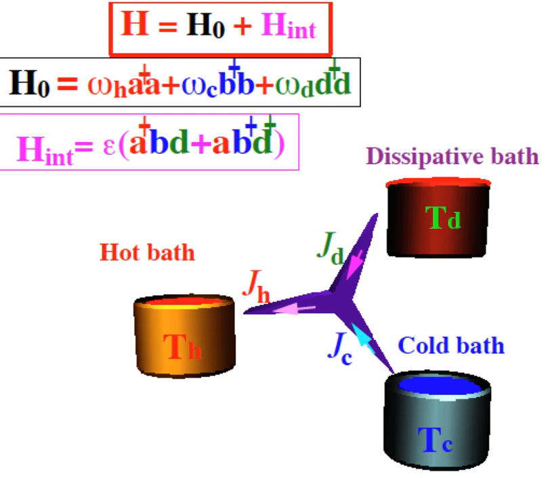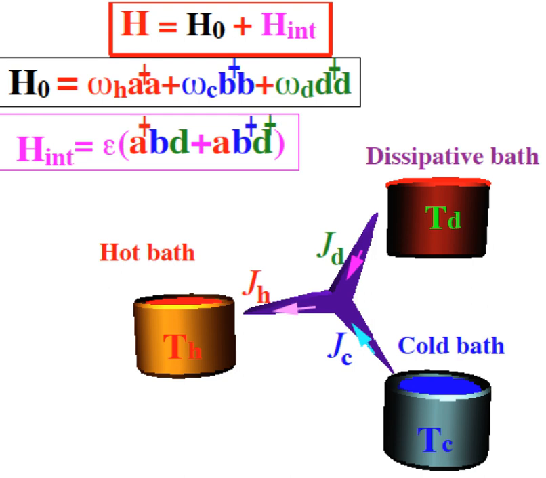The first law of thermodynamics represents the energy balance of heat currents originating from the three baths and collimating on the system: dE_S/dt = J_H + J_C + J_D. At steady state, no heat is accumulated in the tricycle, thus dE_S/dt = 0.